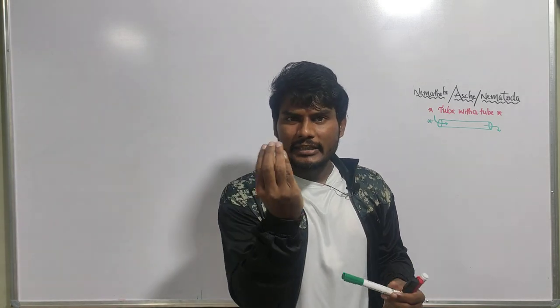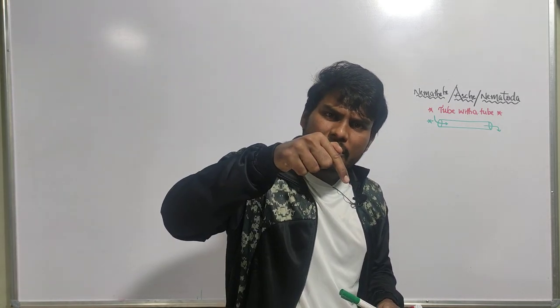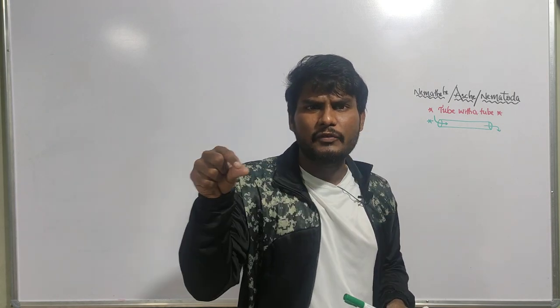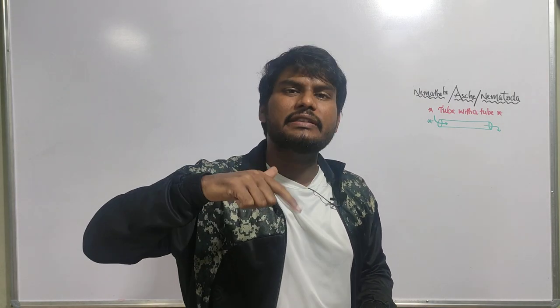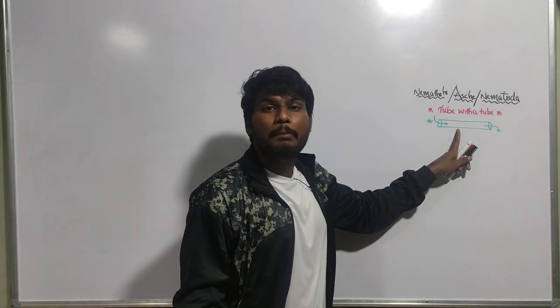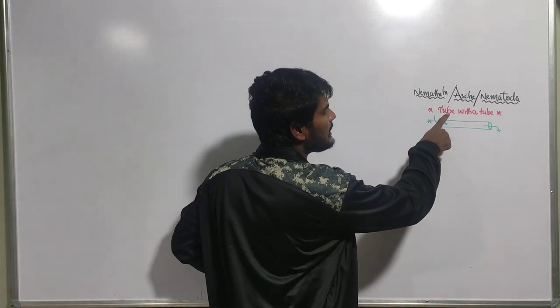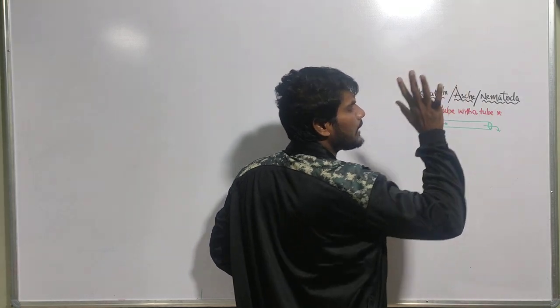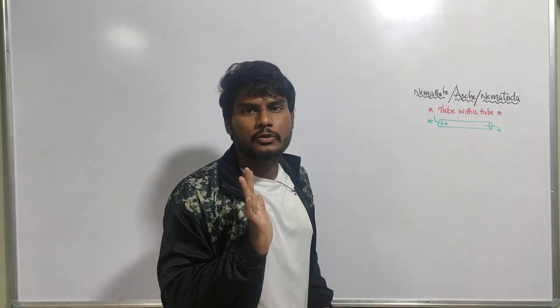So the pen cap is one tube, and inside this pen cap there is one more tube, the refill. One tube is present inside another tube because of the presence of a complete alimentary canal. That is the meaning of tube within a tube organisms. These are the first tube within a tube organisms.